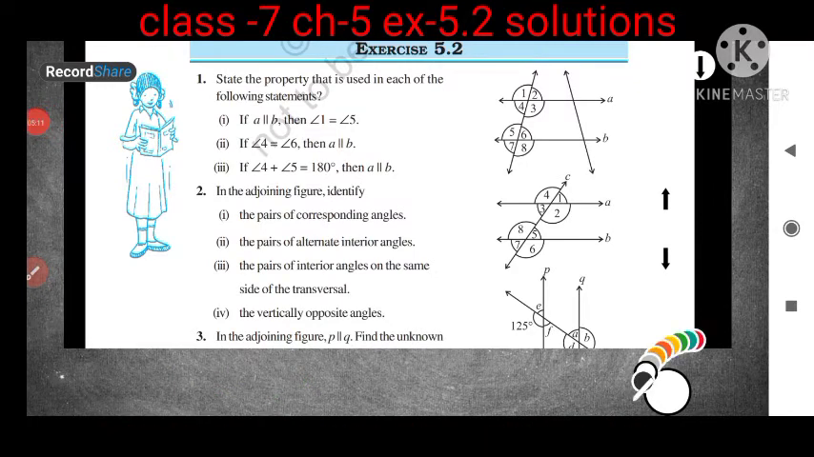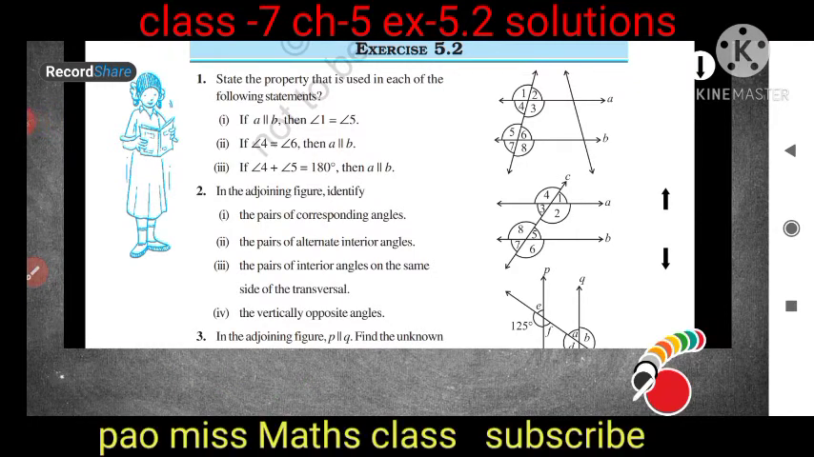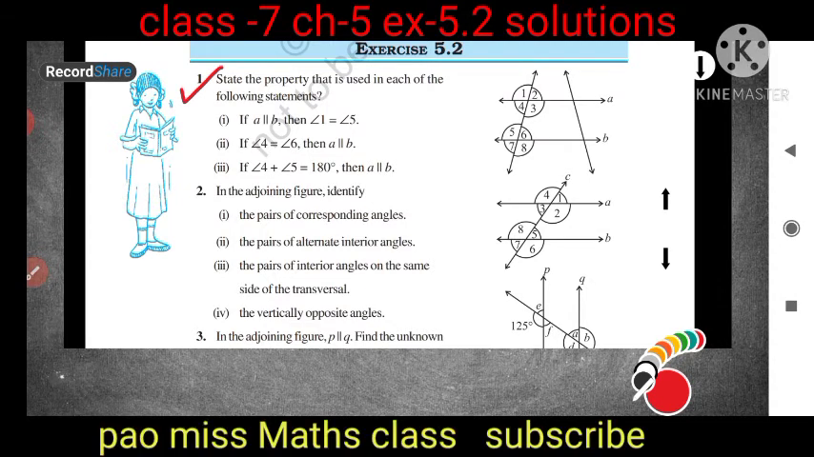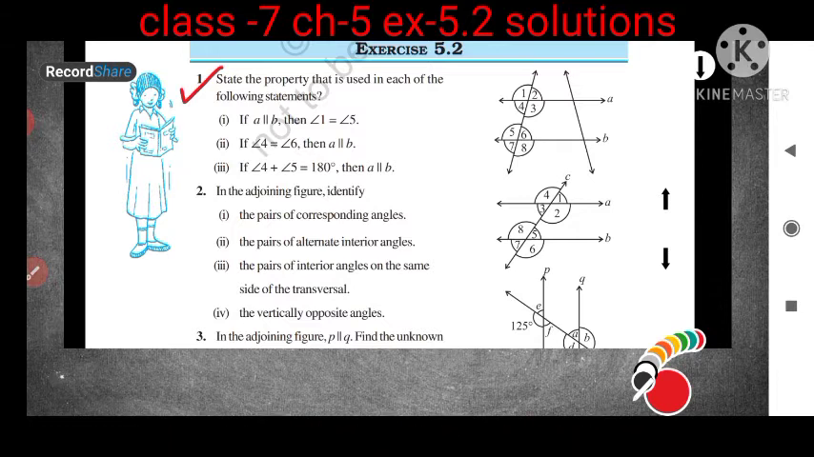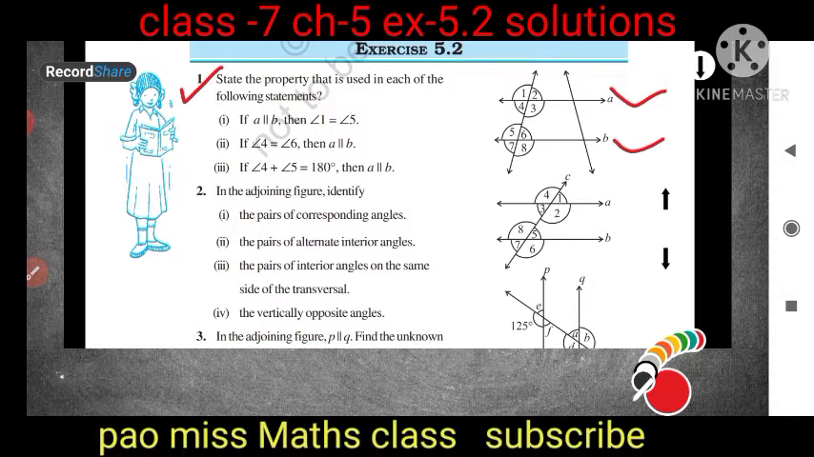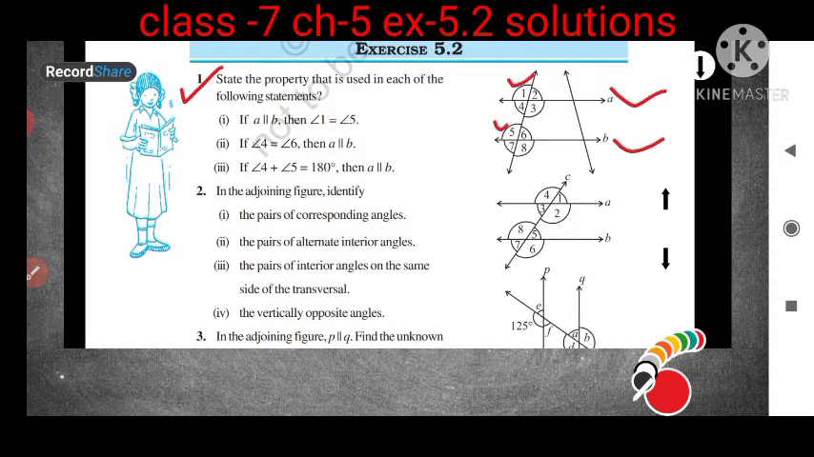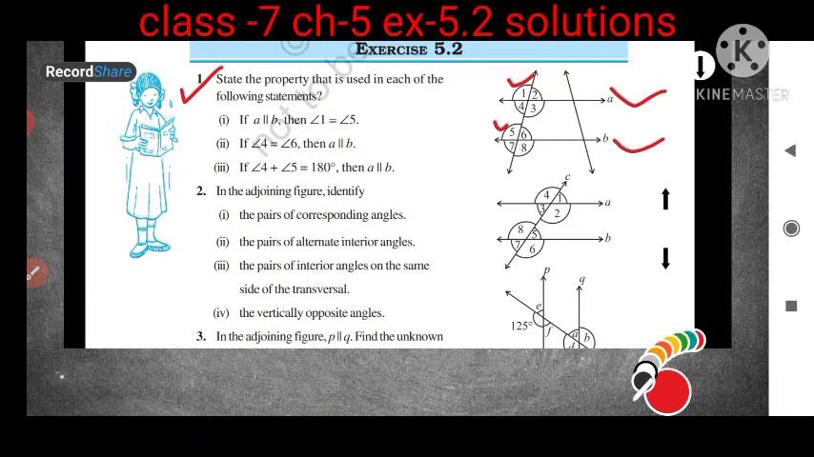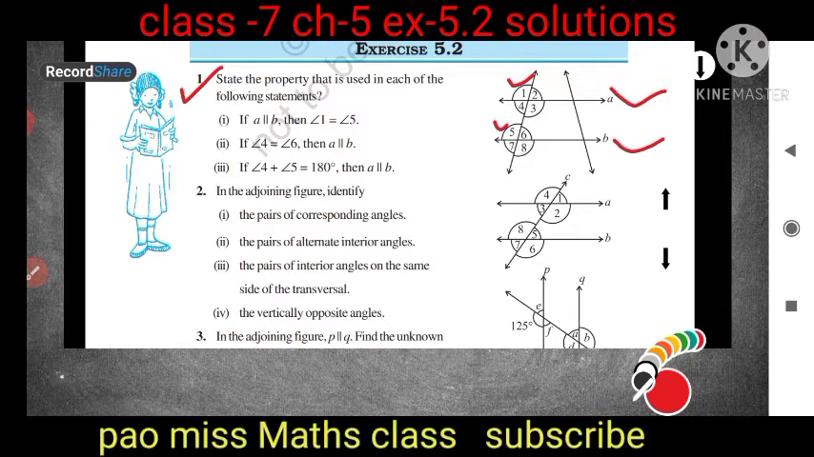Question number 1. State the property that is used in each of the following statements. So what property is used, we have to tell now. If line A and B are parallel, then angle 1 is equal to angle 5. What is this called? We call it corresponding angles. So we have to say the name, the property. That property will be corresponding angles.